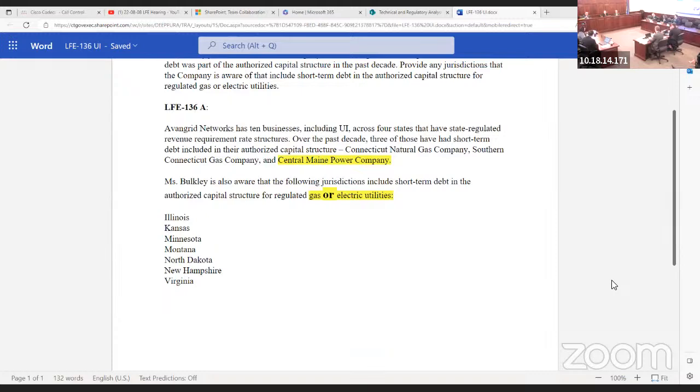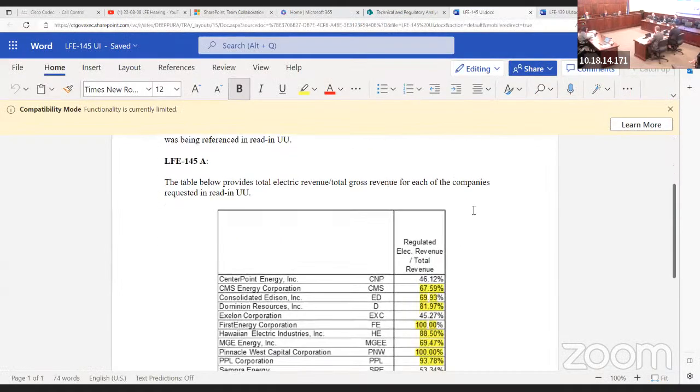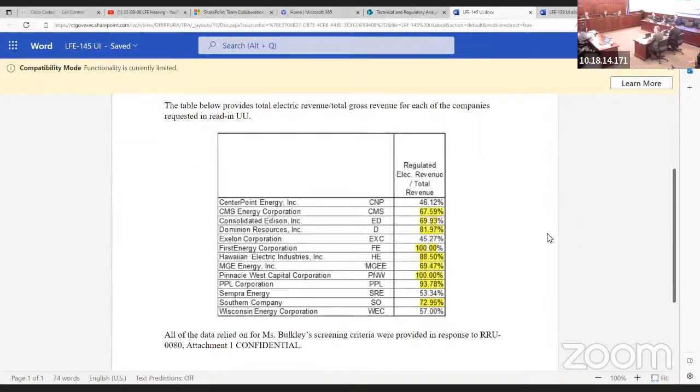All right, if we move now to reference late file 139, and there will also be cross-referencing to 145. We'll begin with late file 145, which is an issue I want to explore related to gross regulated electric revenue to total revenues versus the approach the company calculated its threshold of percentage regulated electric operating income to total revenues.